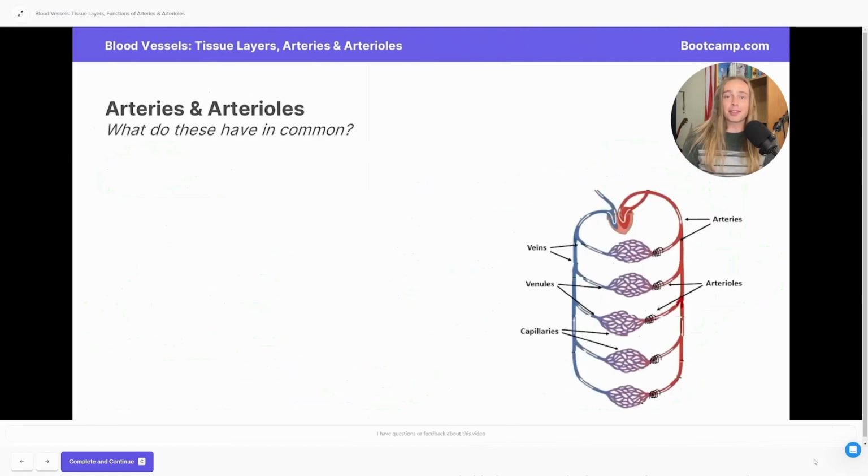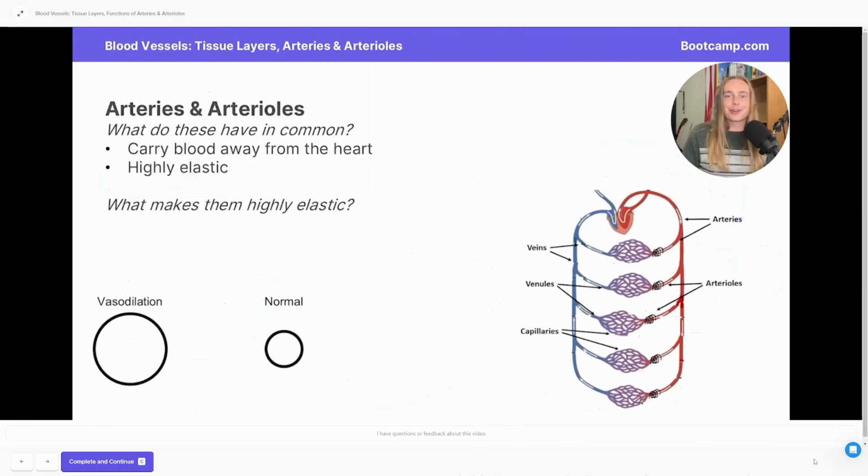Now we'll be talking about the first two types of vessels we'd encounter after leaving the heart. So, what do you think arteries and arterioles are going to have in common, and how might they be different by looking at this image? Great, so arteries and arterioles are both going to carry blood away from the heart, and they're both highly elastic. Remember, the property of a vessel being elastic is that they're able to be stretched like this and return back to their normal state fairly easily.